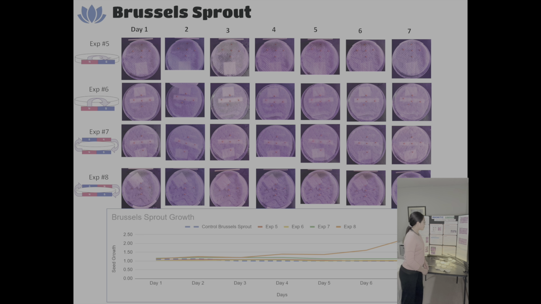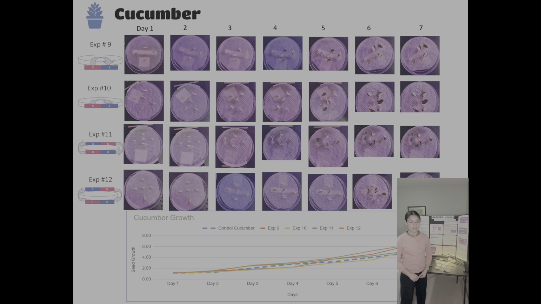And for the Brussels sprouts, I couldn't really make much of a conclusion because only 2 of them sprouted, and they were both in number 8, which had one magnet on each side. So the Brussels sprouts just didn't germinate. And lastly, I have the cucumbers. In this one, number 9 and 12 grew the highest.